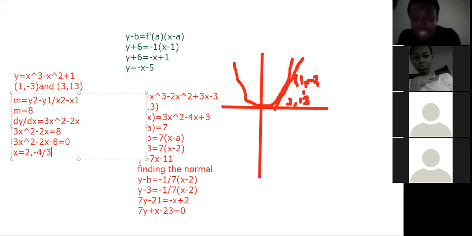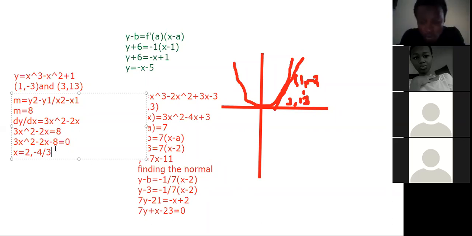But don't forget that the answers you are getting are only x. So now we can substitute into the first equation, which is y, to find y. Are we getting it? Yes. So we've been able to find x by equating the two gradients. Now we want to find their corresponding y values. But we know right from the onset that y is equal to x cubed minus x squared plus 1. So if you've been able to find the x values, you can substitute into the main equation to find our y values. Are we getting it?